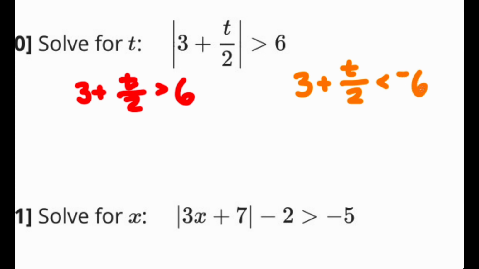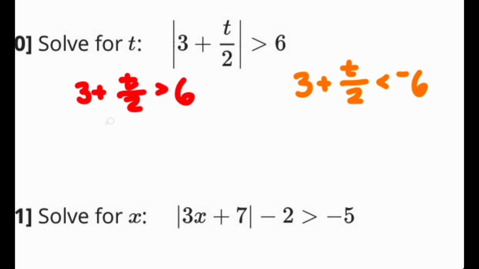And the reason for this is because, imagine there was a -7. Imagine if this in here, what I'm highlighting in orange right there, evaluated to -7? Then the absolute value would make it 7, which is greater than 6. So that's the reason behind that red and orange step that I have there.